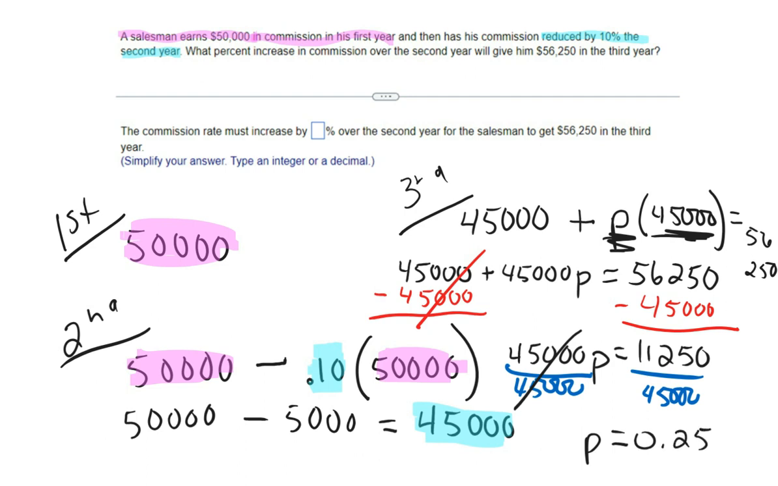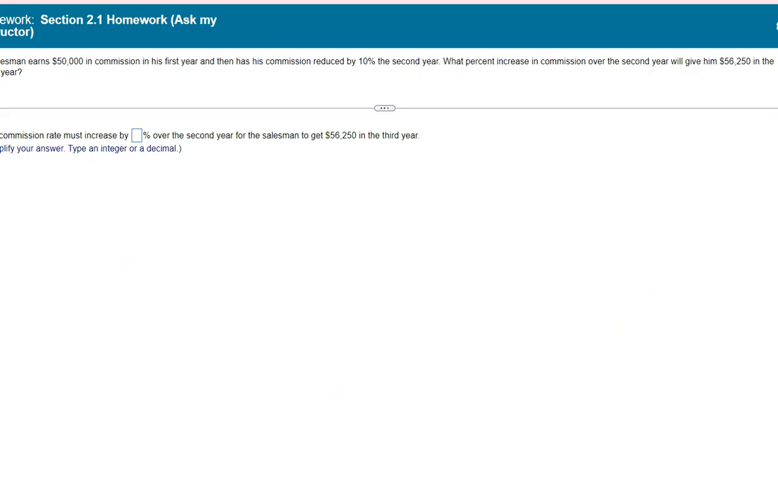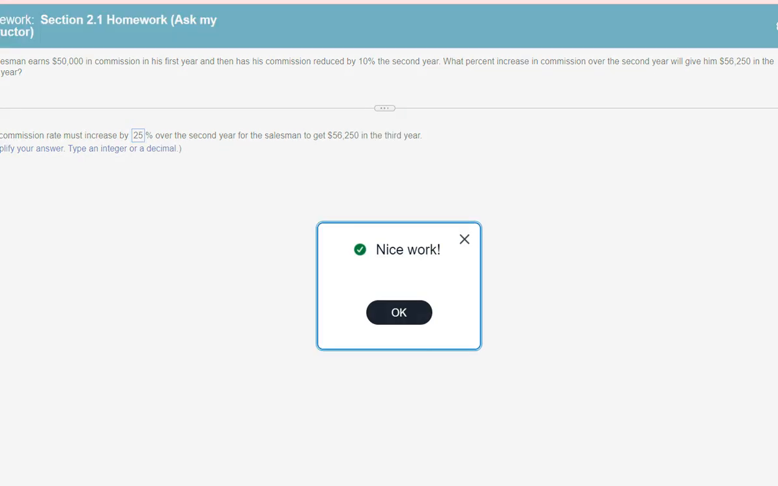0.25, and when you come up here and look in my math lab, it says blank percent, so multiply this times 100 and your answer is going to be 25%. And let me just go back to my math lab and verify that. 25. I just need a positive affirmation for the day. There we go. Nice work. Hope that helped.